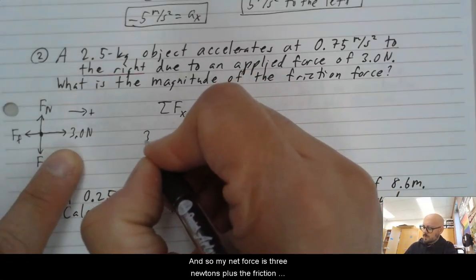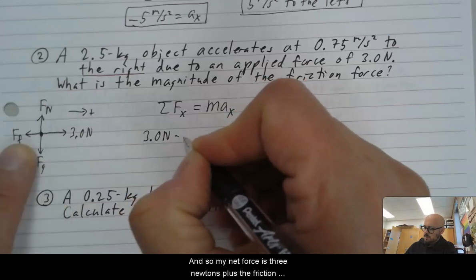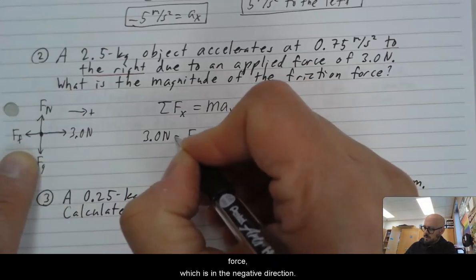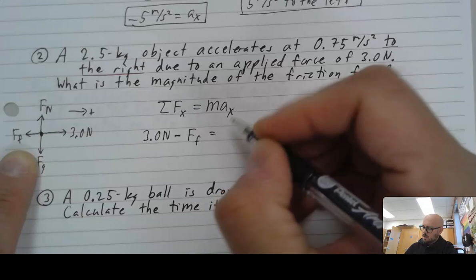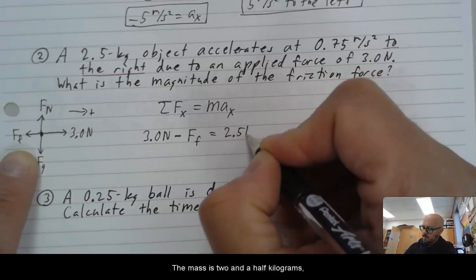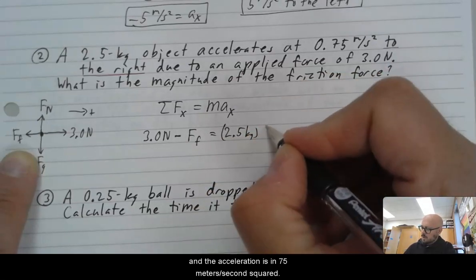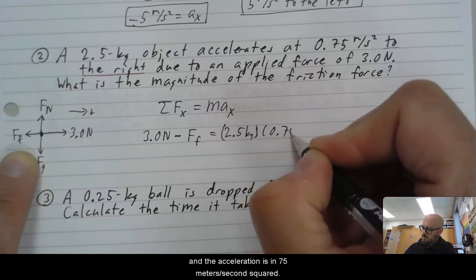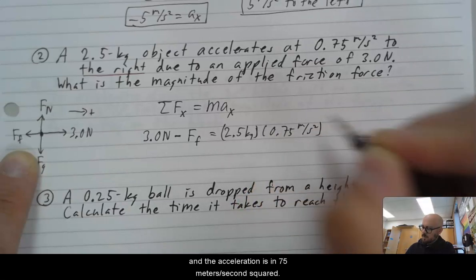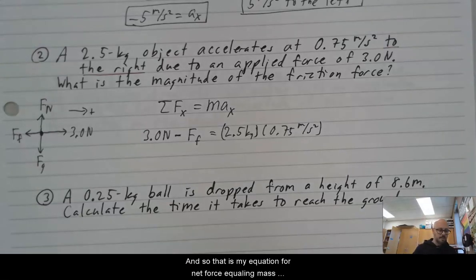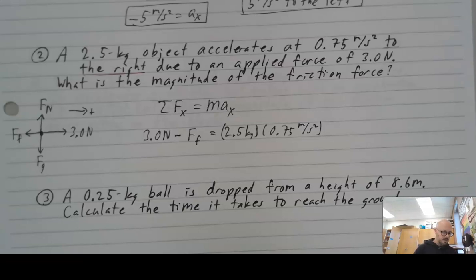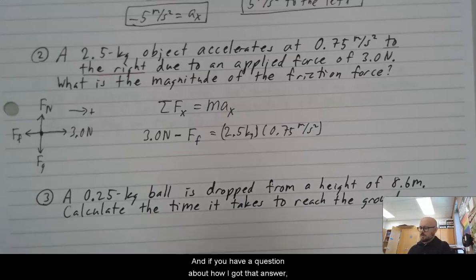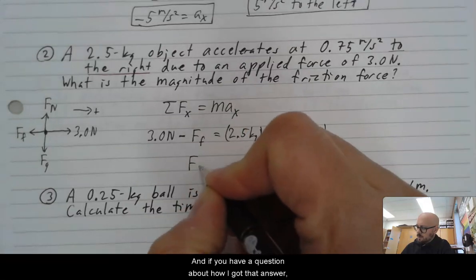And so my net force is 3 newtons plus the friction force, which is in the negative direction. The mass is 2.5 kilograms, and the acceleration is 0.75 meters per second squared. And so that is my equation for net force equaling mass times acceleration. I'm not going to show my work for this one, I'm just going to show the answer. And if you have a question about how I got that answer, you can ask.